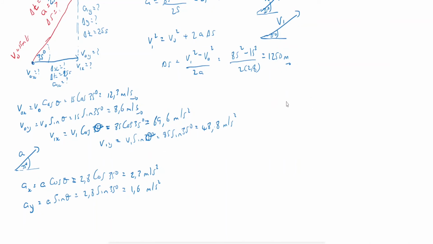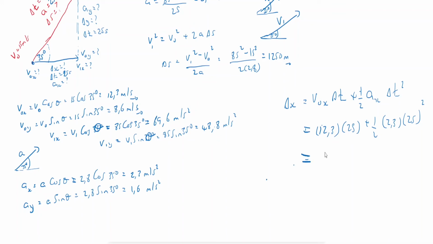So if you wanted to find delta x, you could say my delta x is going to be v0x, the x component of the initial velocity, times the time it would take to get there, plus half the acceleration in the x direction and the time squared. So the x component of the velocity is 12.3, so you have to be careful, the time would be 25 seconds, and then half, and the x component of the acceleration would be 2.3, and then 25 squared. And then how much will that be? Okay, so this is going to be 1026.3 meters.